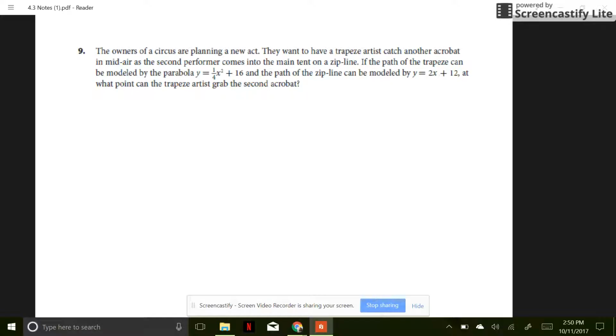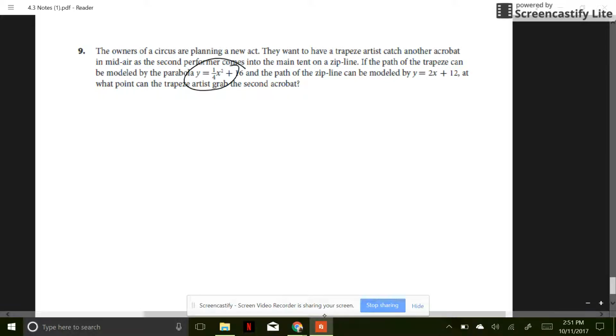All right, so now we're going to look at the real world applications of this. So we've got the owners of a circus are planning a new act. They want to have a trapeze artist catch another acrobat in midair as the second performer comes into the main tent on a zip line. That's a little intricate. If the path of the trapeze can be modeled by a parabola, the path of the zip line modeled by a line, at what point can the trapeze artist grab the second acrobat?